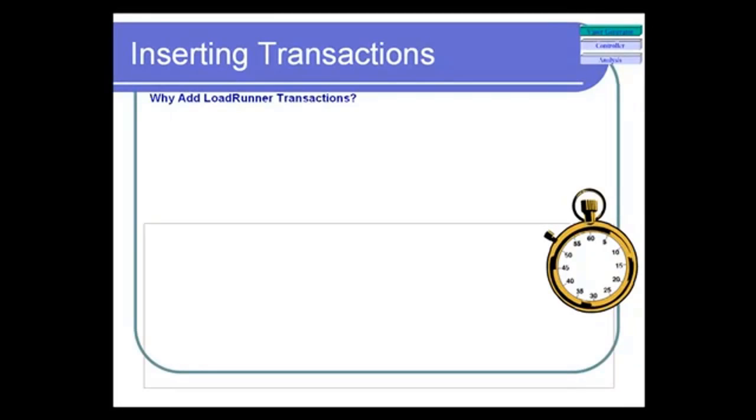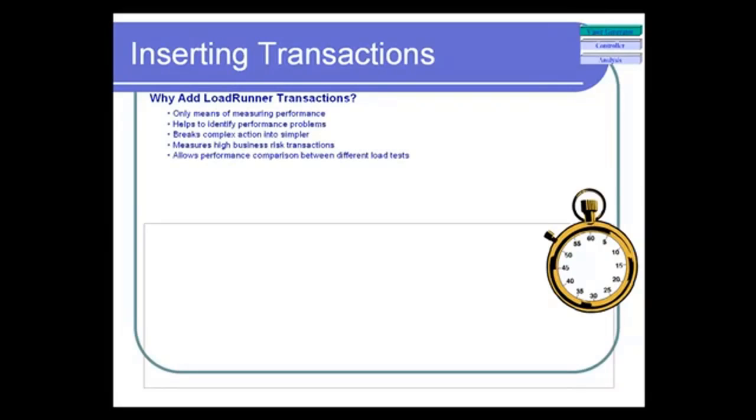Let's have a look into transactions. The first question is, why add LoadRunner transactions? It is the only means of measuring performance, helps to identify performance problems, breaks complex actions into simpler ones, measures high business risk transactions, and allows performance comparison between different loads. What do LoadRunner transactions measure? They measure the system performance resulting from one or more user actions.